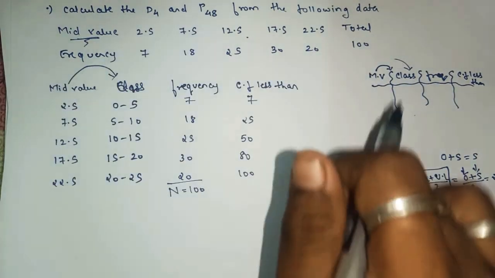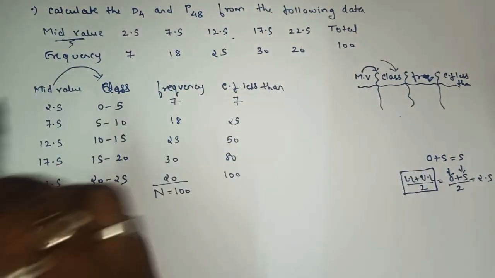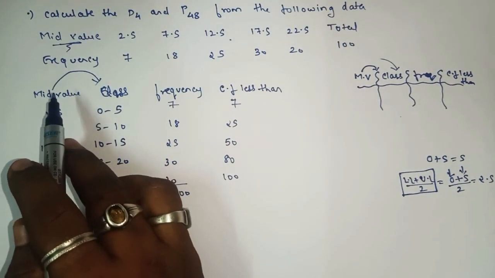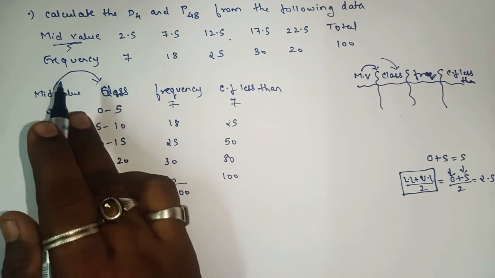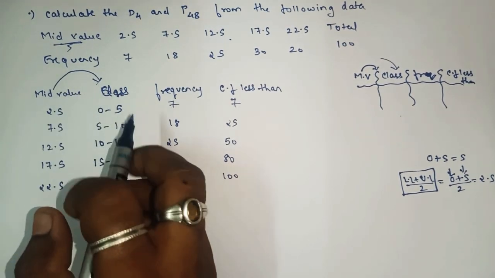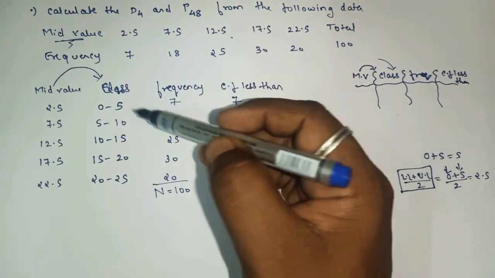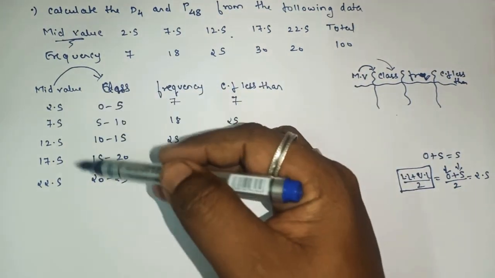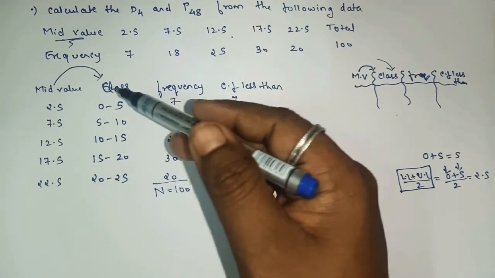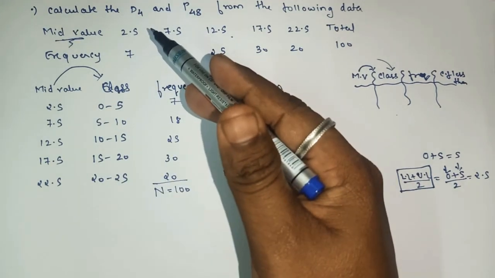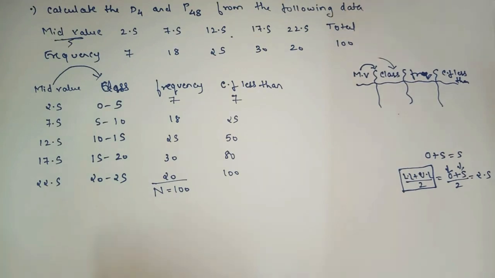Okay, so now as we have created our table, we have converted the mid value into class, as we converted this sum into type number 3. In the grouped data, as clearly we can see, the class is continuous. So we can apply our formula now. So now we have to create the formula for D4 and P48.